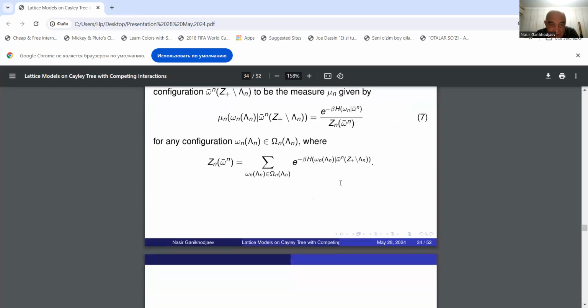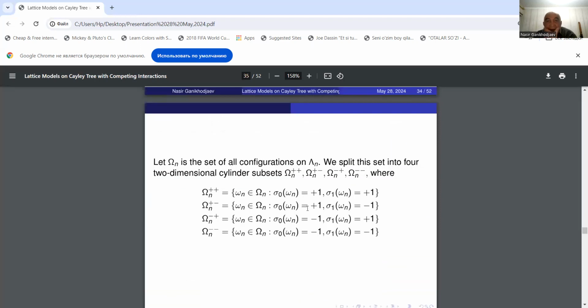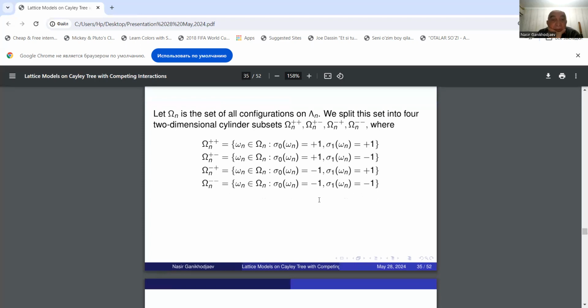So now this set of all configurations on lambda n, sigma n, we can split into 4 different subsets. Each of them is a two-dimensional cylinder set. Here we are fixing the values of the spins at 0 and side 0 and 1. Here 1, 1, 1, minus 1, minus 1, plus 1. That is, we have 4 possibilities.